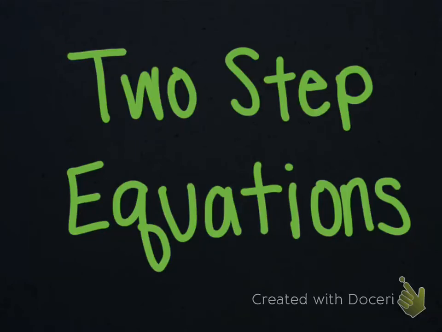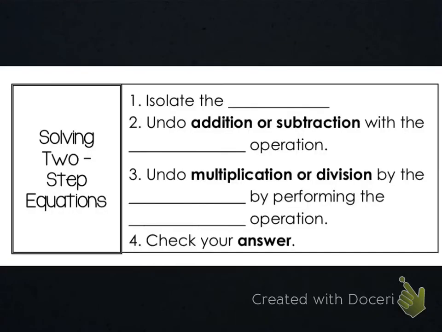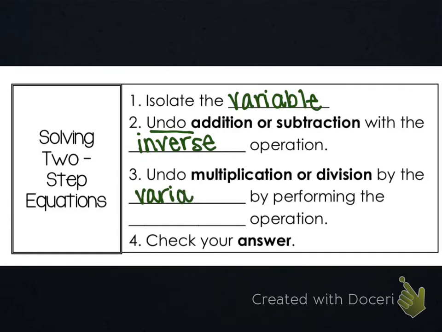Today we are going to learn about two-step equations. The first thing that we need to do is isolate the variable. Then we are going to undo addition or subtraction with the inverse operation. And then we will undo multiplication or division by the variable. So the number by the variable is what we are undoing by performing the inverse operation.